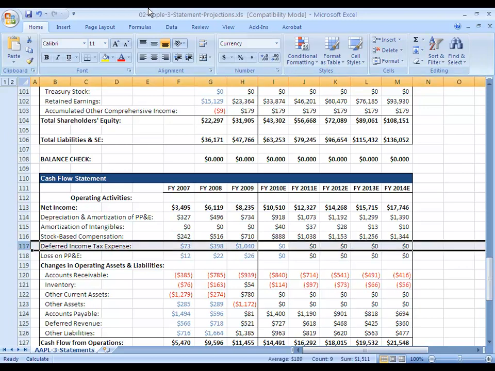Now in a model like this, the way we set it up here is we've recorded this deferred income tax expense on our cash flow statement. If our deferred income tax expense is going up, in other words, we're deferring some of these taxes, then our deferred tax asset is going down. Or if we have a deferred tax liability, that would be going up to match this deferred income tax expense.